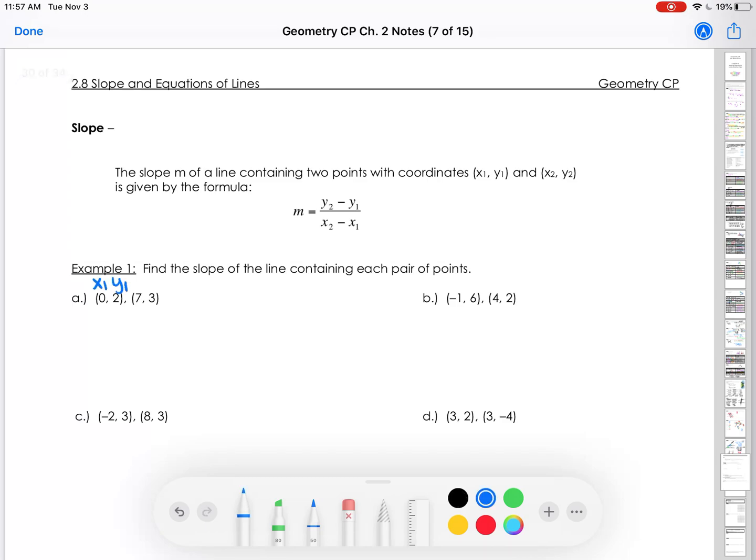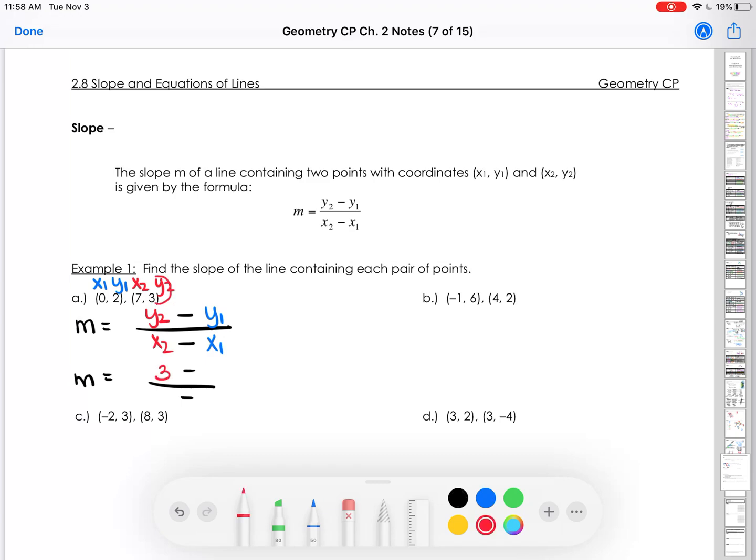So we can have x1, y1, and the other point might be our x2, y2. Okay, so when we go to calculate slope, it's going to be m is equal to, and we'll subtract the y's on top and subtract the y's on the bottom. So we're going to do y2 minus y1 over x2 minus x1. And we're just going to replace those with values.